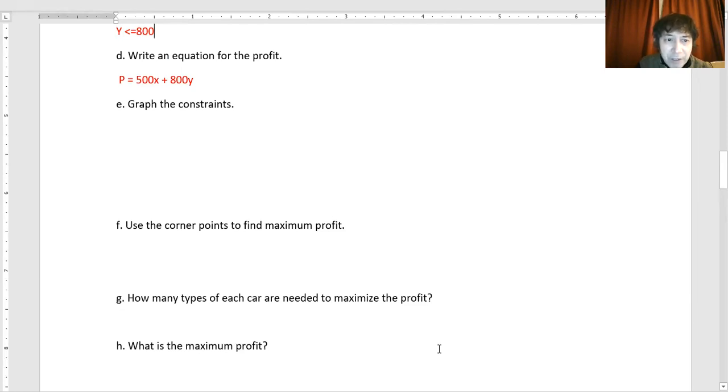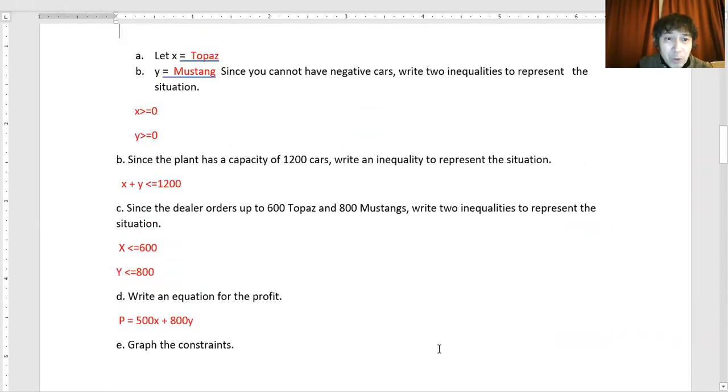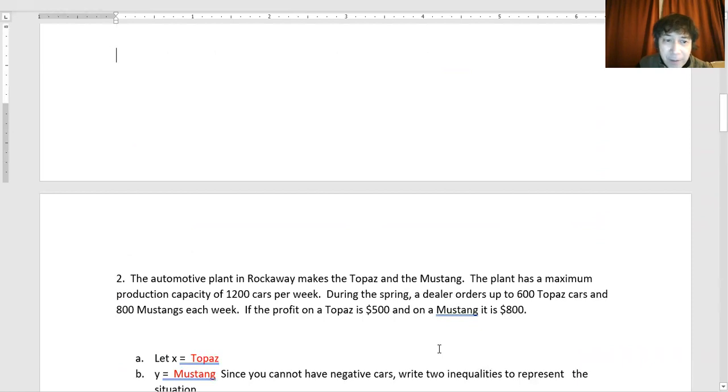Letter E is graphing. Letter F is to determine the corner points. Okay, the corner points is just what we did in the first problem. And then letter G, how many cars for each type, I think. All right. And so what is the maximum profit for the last question? All right. So we're going to do what we just did for the first number.